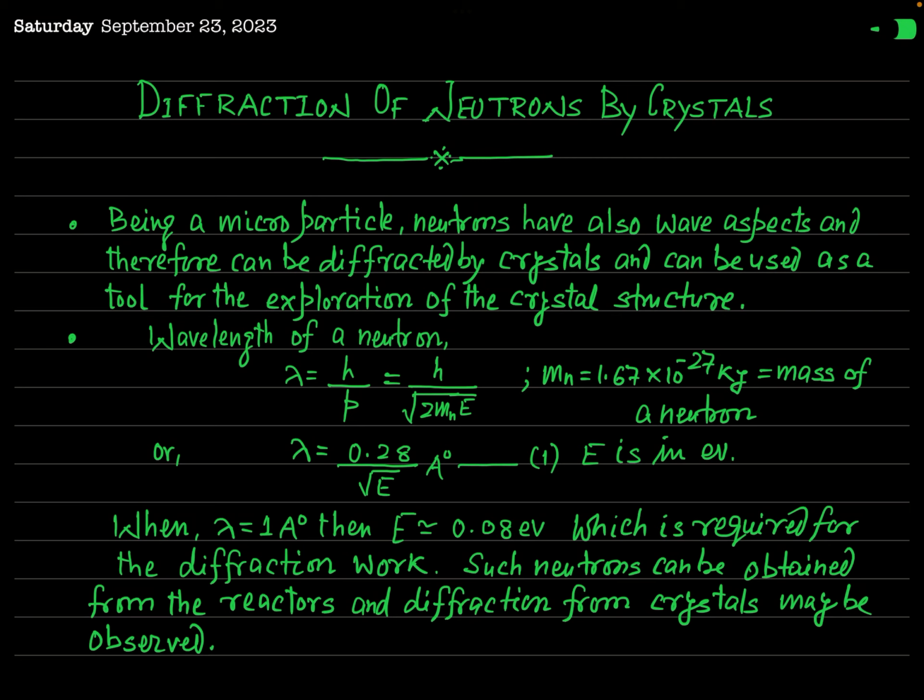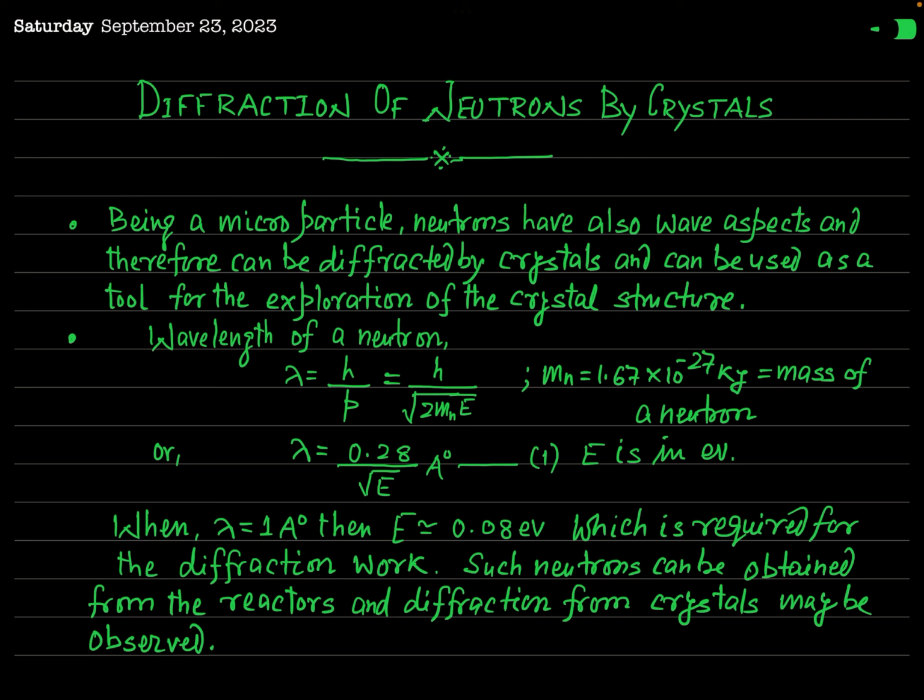Okay, so for this, first of all, we will have to find the wavelength associated with the neutron, because the wavelength of the order of 1 angstrom in case of X-ray or electron is most suitable for diffraction experiment. So first of all, we will have to calculate what should be the energy of the neutron, which will have a wavelength of 1 angstrom.